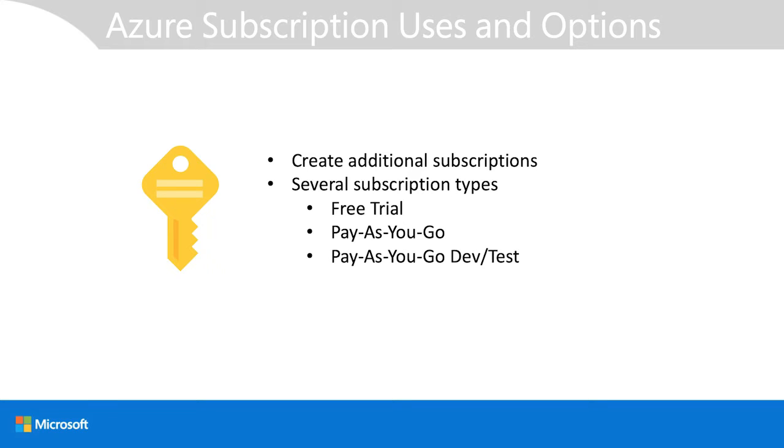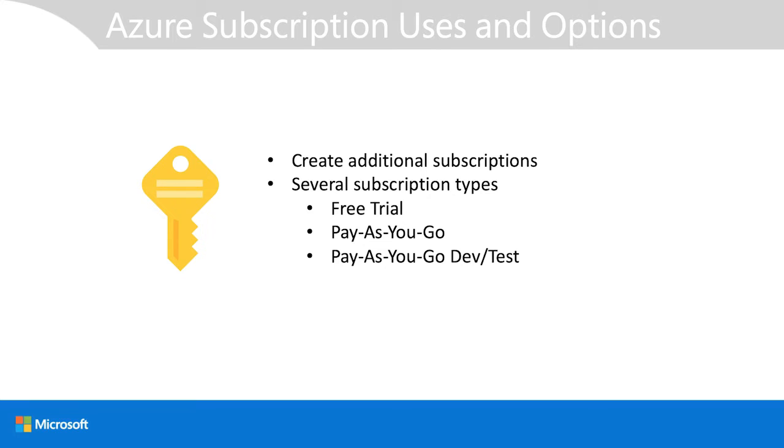A pay-as-you-go DevTest subscription is a special subscription type for subscribers to Microsoft Visual Studio. And this subscription is for development and testing only, and it offers discounted rates on VMs. Now, there are other subscription types that may be available to you depending on what type of Azure account you have. For example, enterprise customers have additional options available to them.